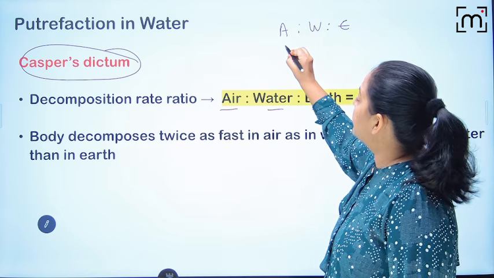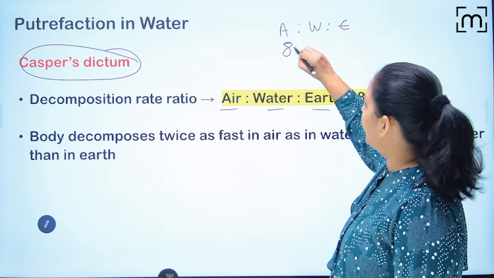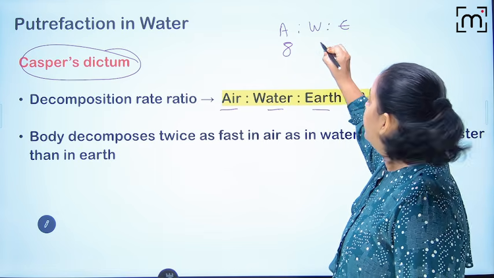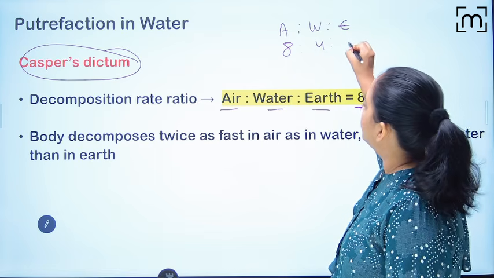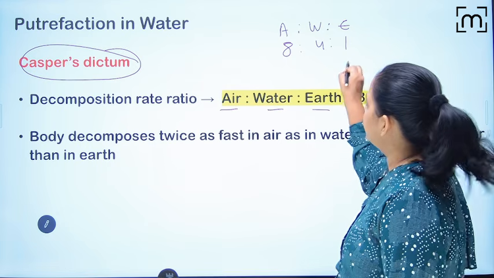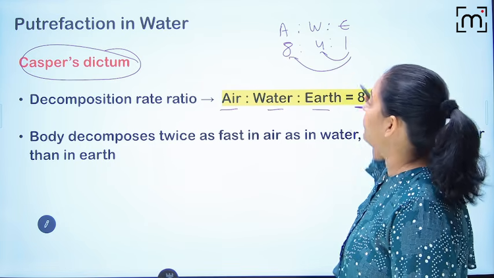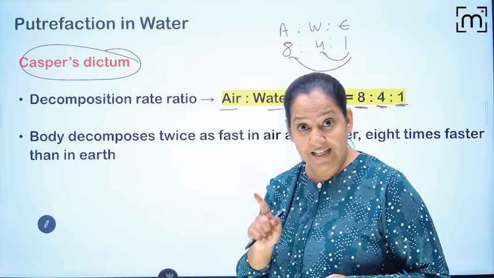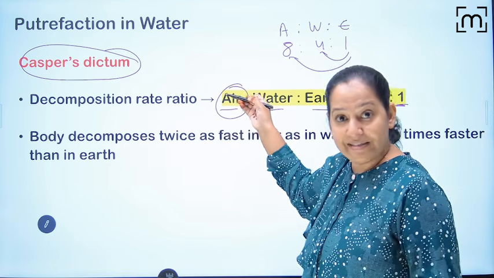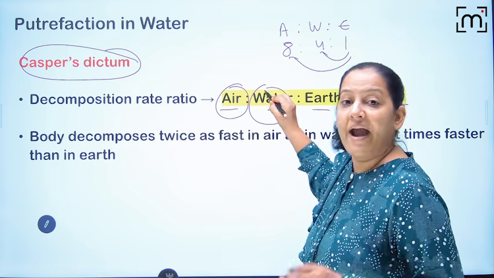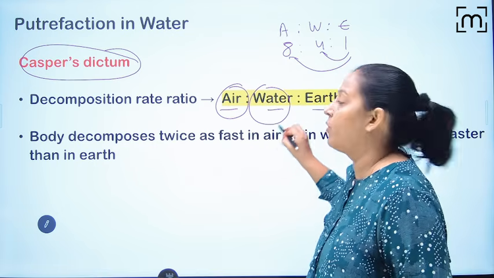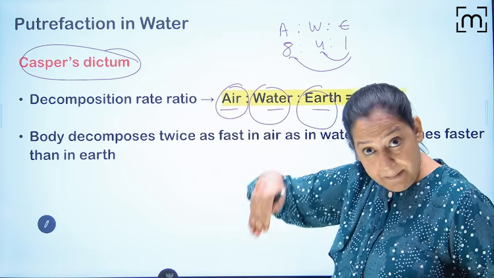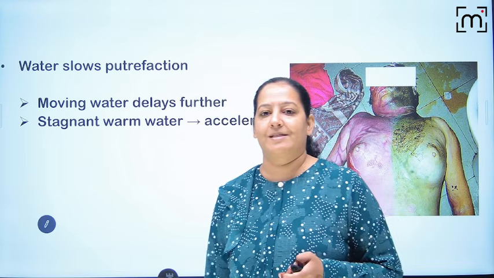So putrefaction is 8 times as compared to burial in the air. In the water, it is 4 times. On the earth, it is 1 time. So here it is 8 times and here it is 4 times as compared to burial. You are getting my point? So fastest putrefaction is in air. Slower than this is water. And slowest, very slow, is in burial, deep burial. So that is Casper's dictum.